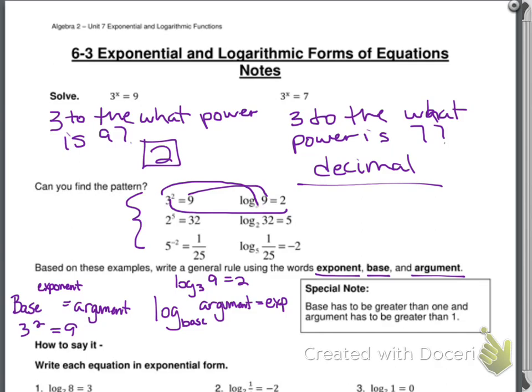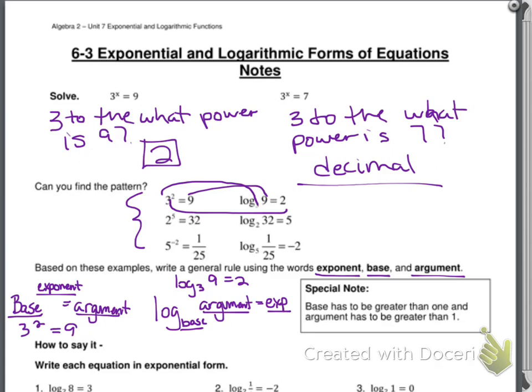So it's the same 3 numbers, same 3, 9, and 2. You just have to learn how to rearrange them. So once again, we have base, exponent, argument, and base, argument, exponent. They're just in a little bit of a different order. So you do need to memorize that.